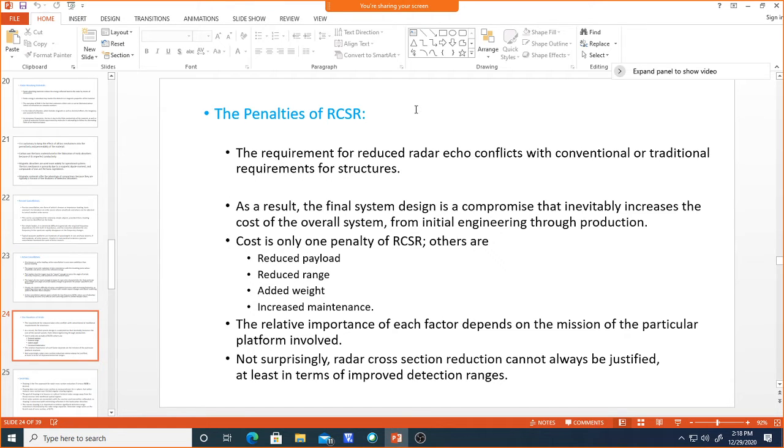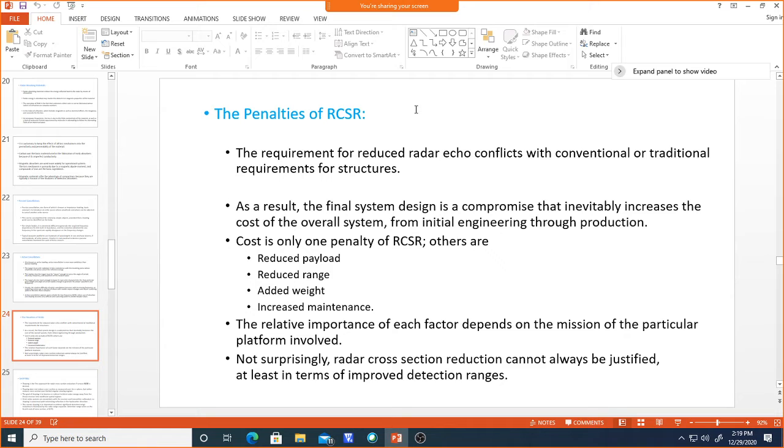That's why cost is one of the penalties, and another is reduced payload. We can try to reduce the size or weight of whatever structure we are using, and even the maximum range we may not be able to achieve. If you want higher radar cross section reduction, the weight will also be increased, and because of the hardware, increased maintenance will be there, because of the hardware we use for reducing the radar cross section. So these are some of the penalties which we have to take care of in reducing the radar cross section in terms of percentage.